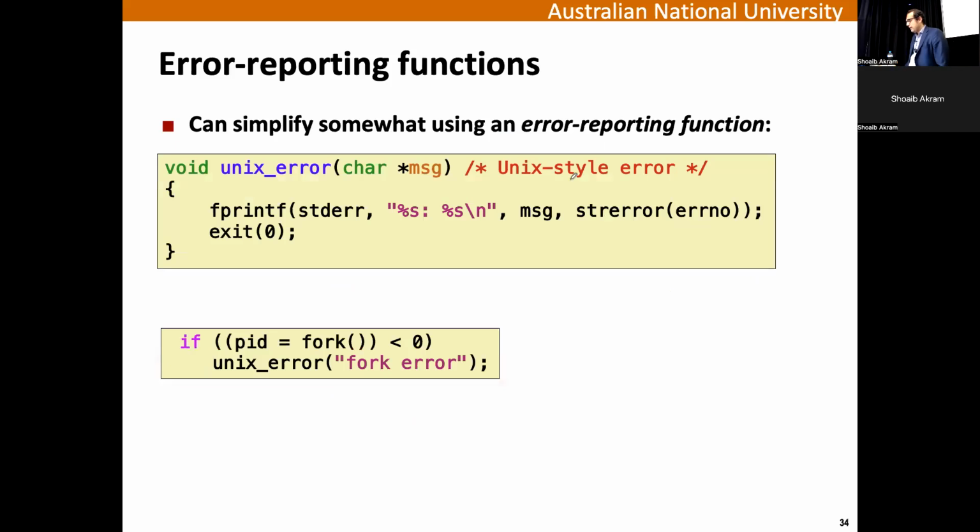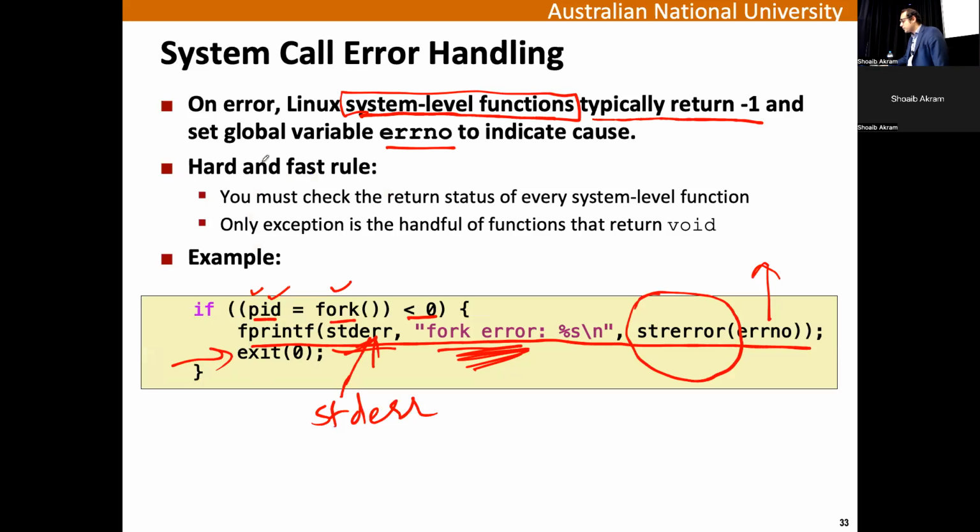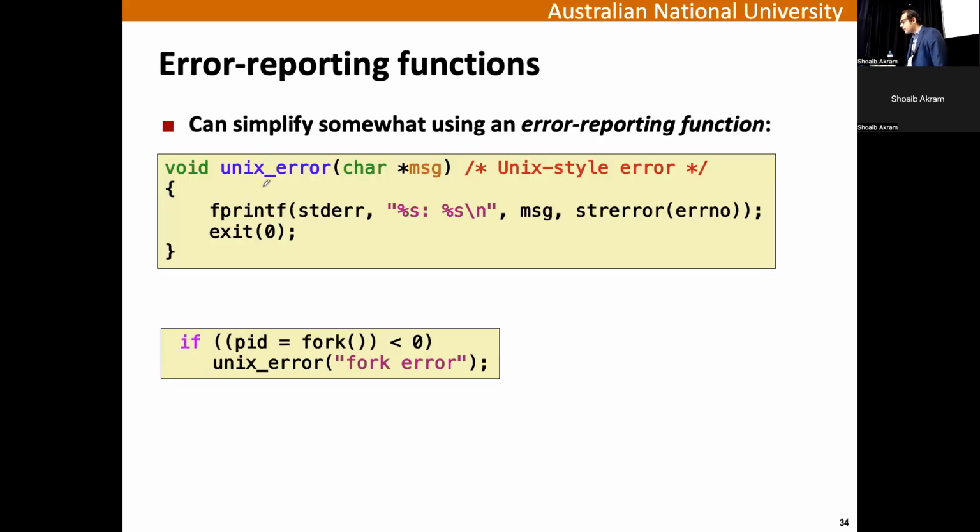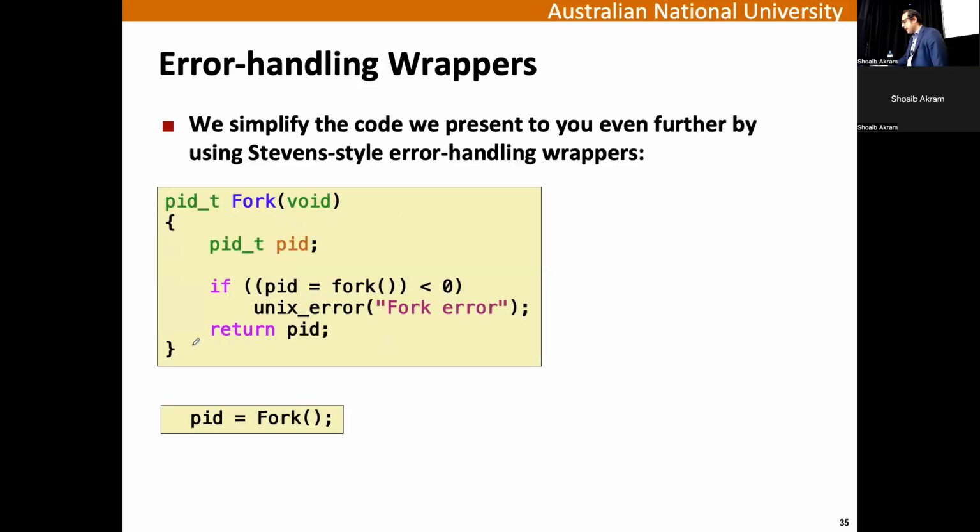We can have a wrapper for those 1, 2, 3 lines. So here we have a Unix error function, which you pass a message, and internally it does the fprintf and exit. This is just showing that you can actually shrink the code by using this function. Actually, you can shrink it even further.